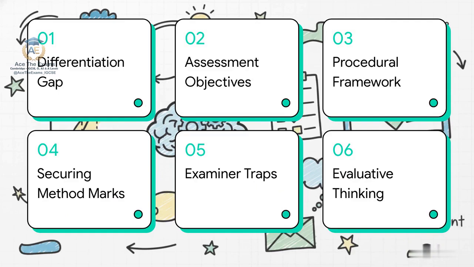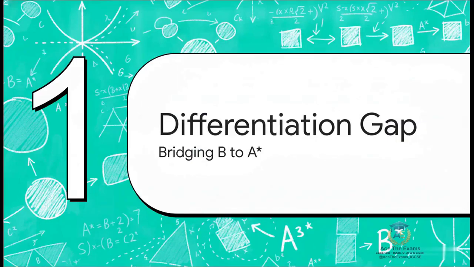1. The differentiation gap. 2. Core assessment objectives. 3. The procedural framework. 4. Securing method marks. 5. Top 3 examiner traps. And 6. Evaluative thinking for mastery. Let's move right into it. Section 1. The differentiation gap, bridging a B to an A star.